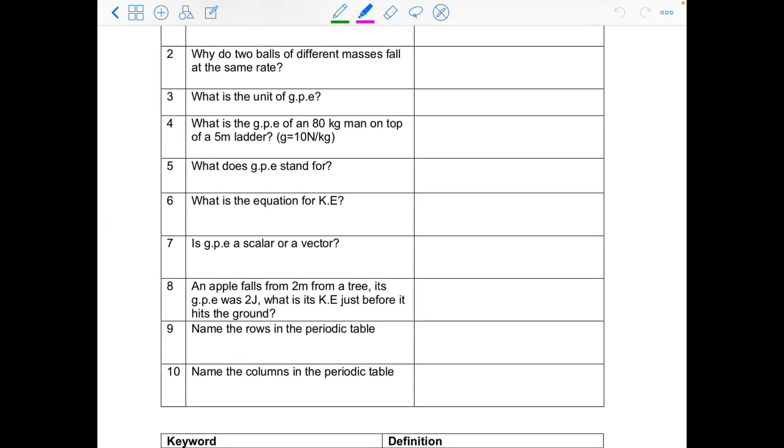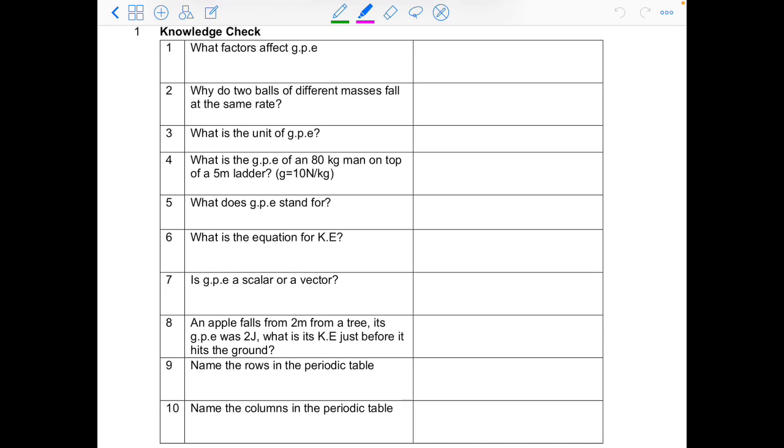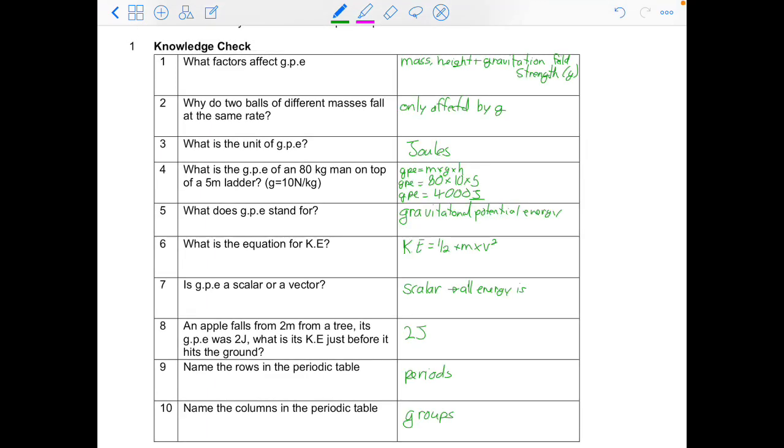So, looking now at this final knowledge check, giving these questions a go, and coming back for the answers. And here are the correct answers for those questions. Any questions about those, make sure to email your teacher.